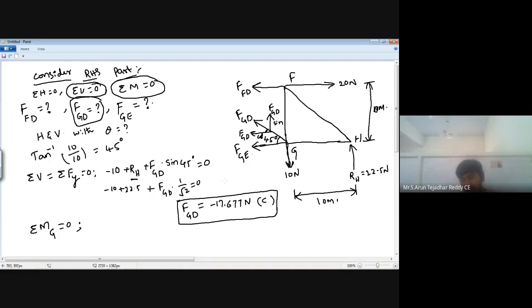Whatever forces pass through G, all are 0. It means the 10 Newton is passing through G, so 10 into 0. FGE passing through G, so FGE into 0. FGD passing through G, so FGD into 0. Don't consider this point. Except for this point, you can consider the other forces.